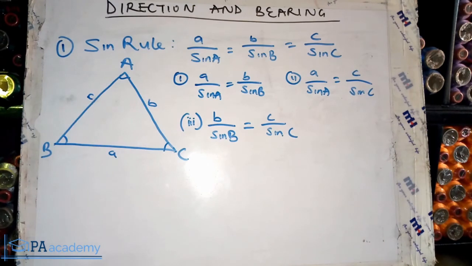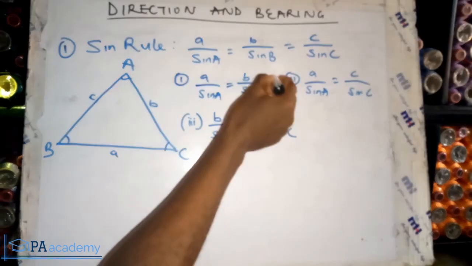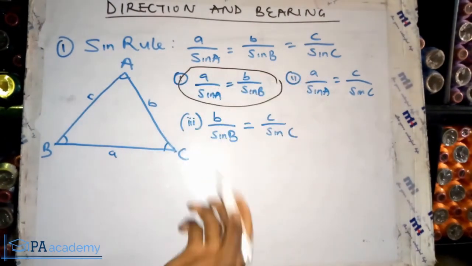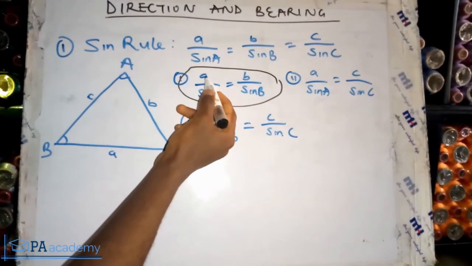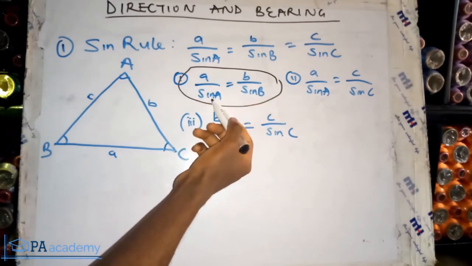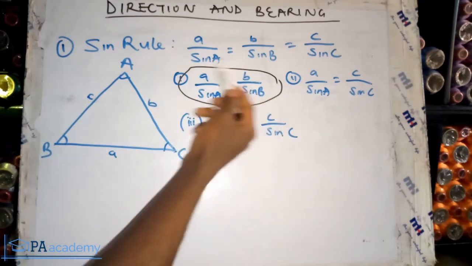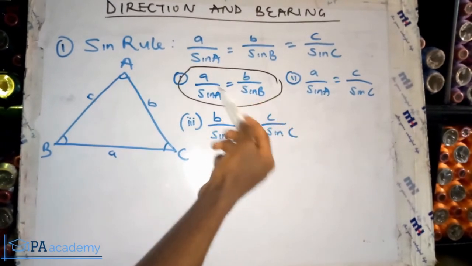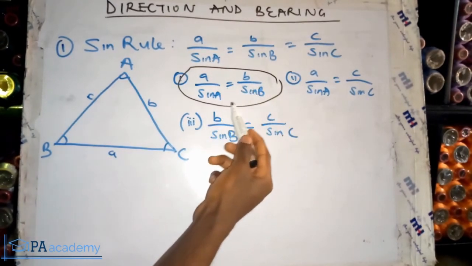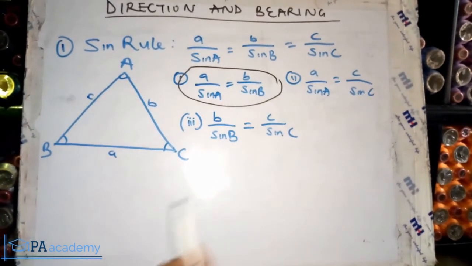So for example, for you to apply the first one, probably you have your a, you have your b, you have an angle, and you are looking for another angle. Let's just say you have 3 out of these and you are looking for the fourth one, you'll be able to apply any of these formulas that you think is okay for you. So that is the first one, the sine rule. Once we start solving examples, I believe you will understand it properly.